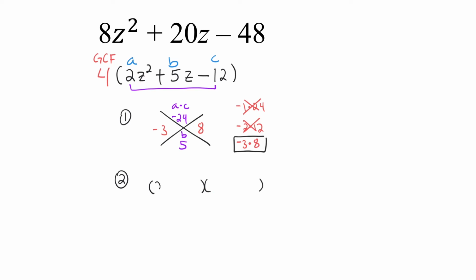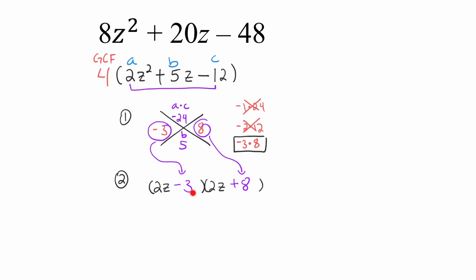So let me bring down the a value, 2 with the z, and 2 with the z on the second parentheses. Then I'm going to take my factors. So the negative 3 goes inside the first parentheses, and the positive 8 goes inside the second parentheses. Now, when you guys multiply, if you notice, 2z times 2z, that's going to be 4z squared. Well, we don't have a 4, we have a 2.